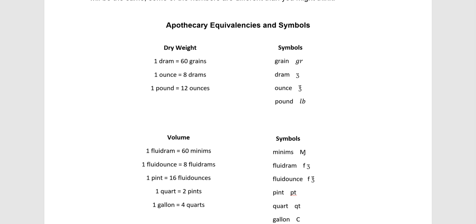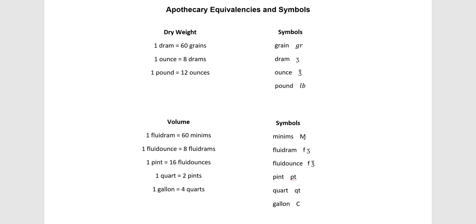Okay, so here are the equivalencies and the symbols. So you can see that we have dry weight and then the symbols on the right, and the volume and the symbols on the right. So for dry weight, we have 1 dram is 60 grains, 1 ounce is 8 drams, 1 pound is 12 ounces, and then we have these symbols on the right. So grain is GR, so not to get confused with gram, and a dram looks like the number 3, and an ounce looks like the dram symbol with an extra couple slashes on top, and pound is what we're used to, LB.